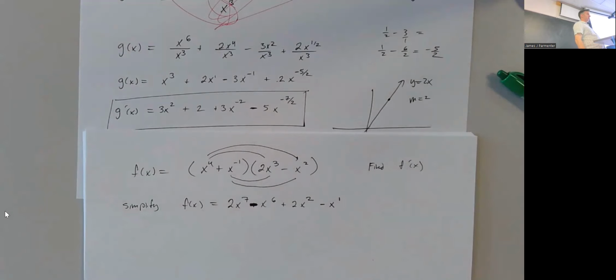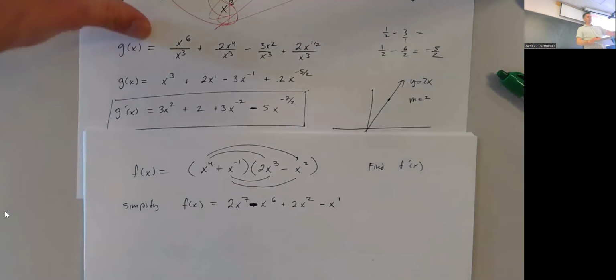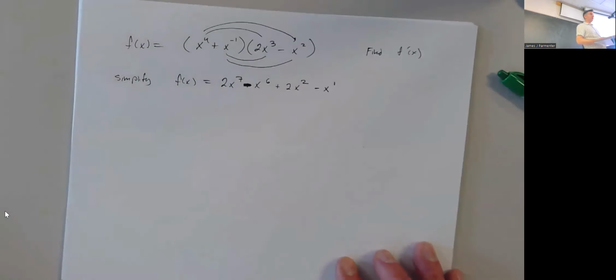So if you multiply this out and you pay attention to the work you're doing, you should get 2x to the 7th minus x to the 6th plus 2x squared minus x, or x to the first. So let's now find the derivative.